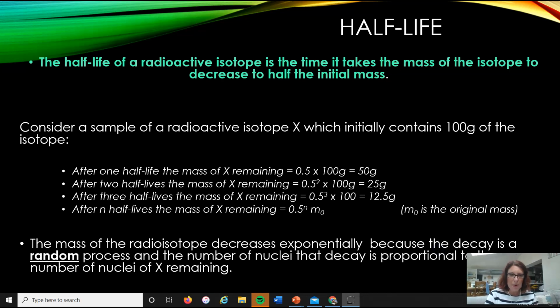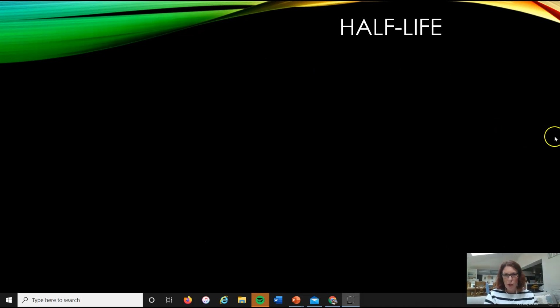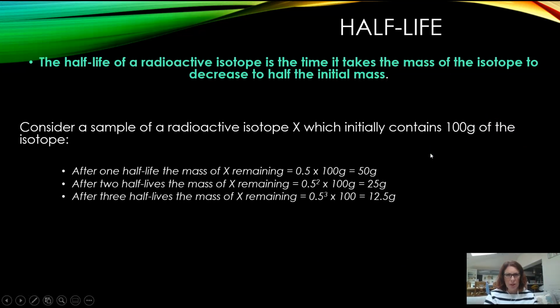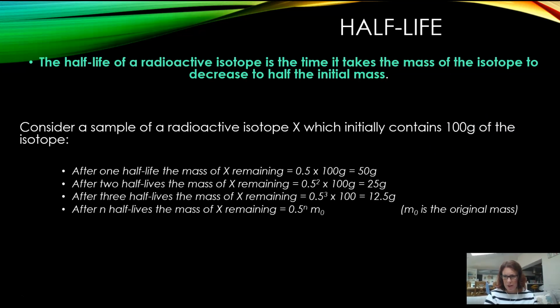So the mass of the radioactive isotope decreases exponentially. Oh, sorry, my screen recording's just got a little bit funny, so I'm just going to go over this bit again. So the equation for this would then be 0.5, which is the half-life, to the power n, which is the number of half-lives you've been through, times m0, which is the original mass.